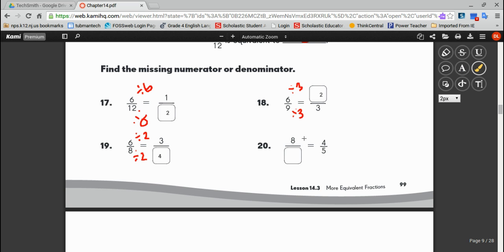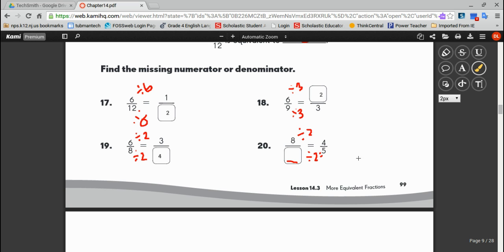And last one. I'm going to divide by 2. 8 divided by 2 gives me 4. Now, this is tricky. What number divided by 2 is going to equal 5? I'm not doing 5 divided by 2. I'm doing blank divided by 2 gives me 5.